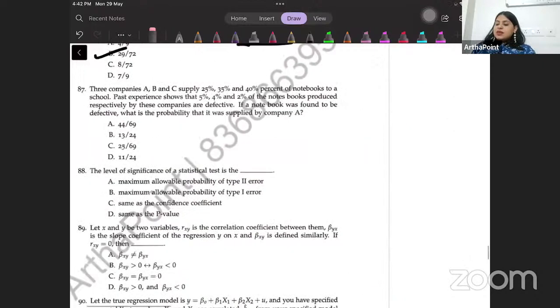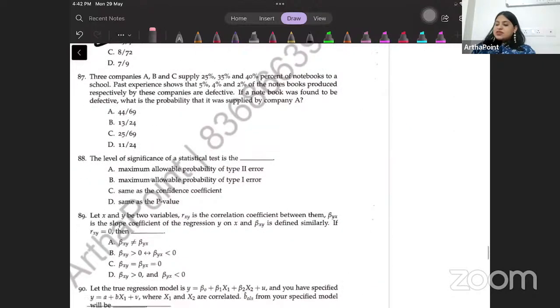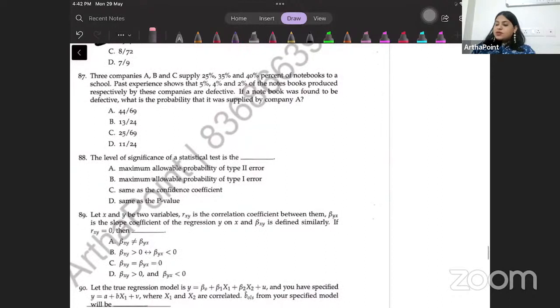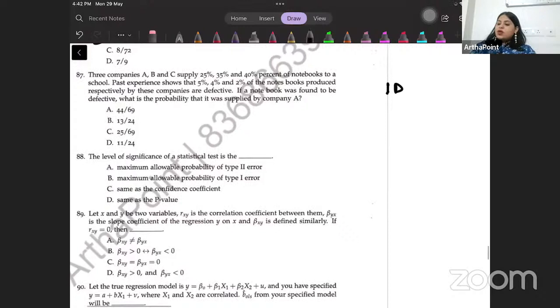Three companies A, B, C supply 25%, 35% and 40% of notebooks to a school. Past experience shows that 5, 4 and 2% of notebooks produced respectively are defective. A notebook is found to be defective. Given it is defective, what is the probability it was supplied by company A?